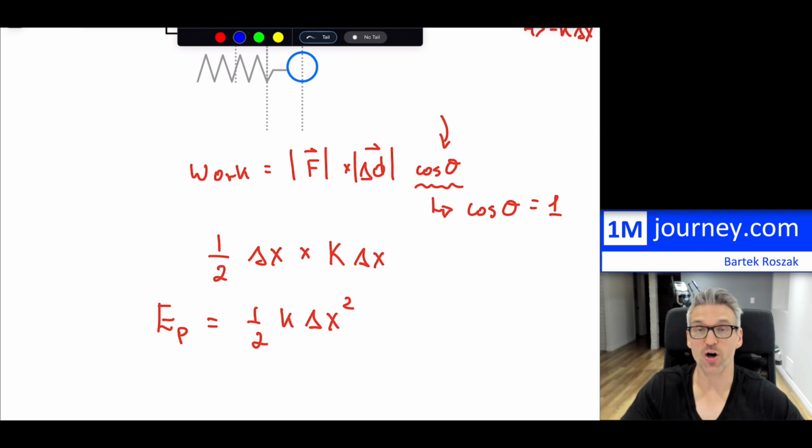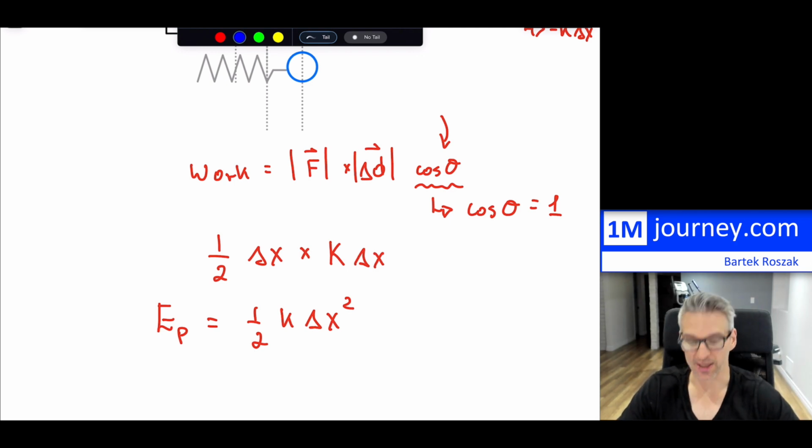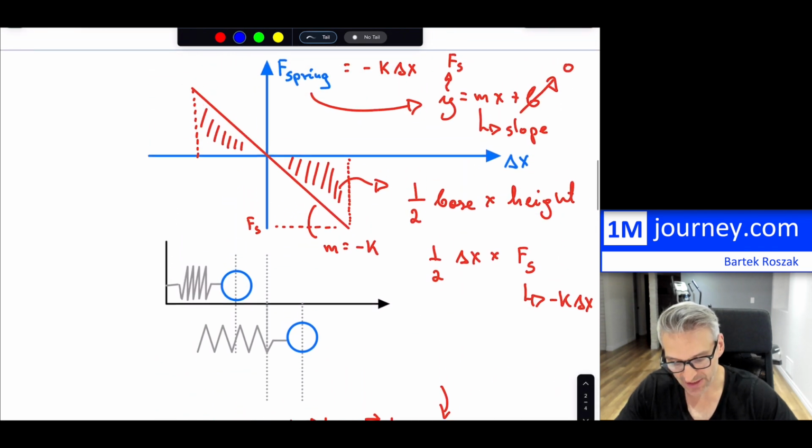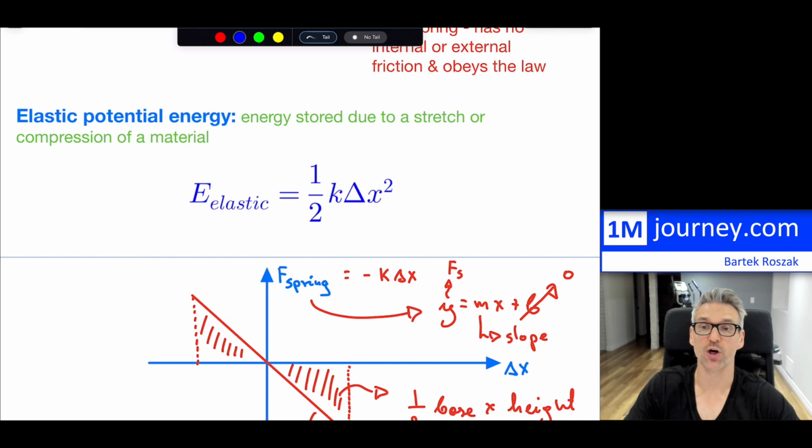And if you want to recall areas under the curve for finding work, I'll put a link up above in case you have forgotten about that. So there you have it. That's the elastic potential energy, and it is related to Hooke's law.